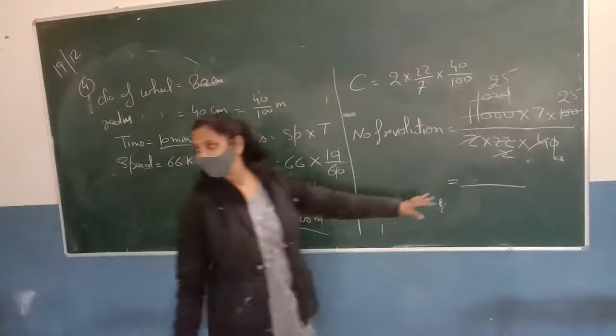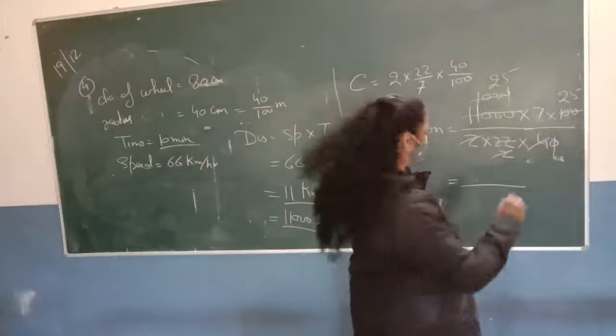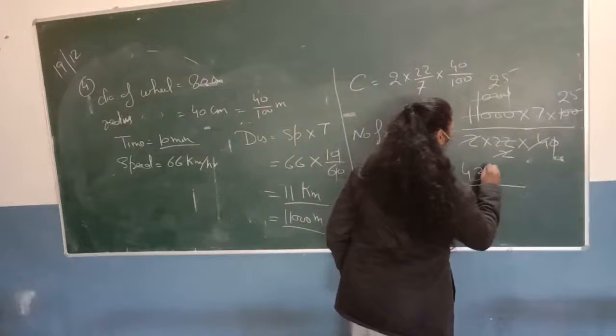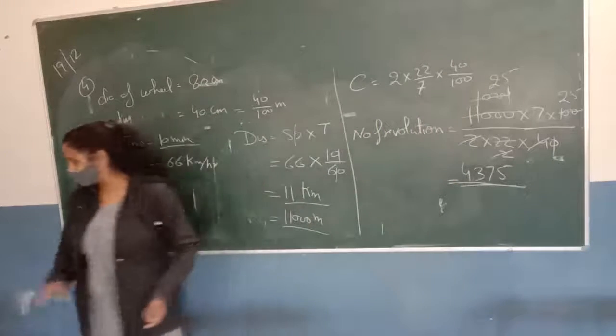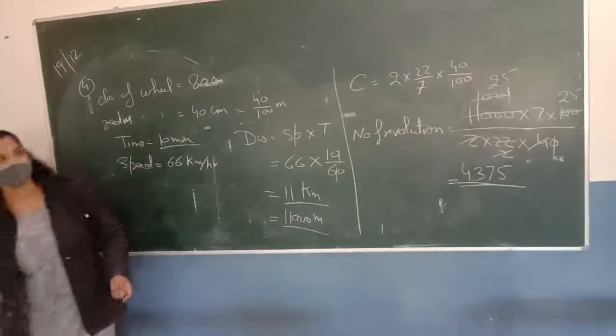What is the value? 4375. So these are the number of revolutions. Okay. Now the last question of this exercise. Question number 5.